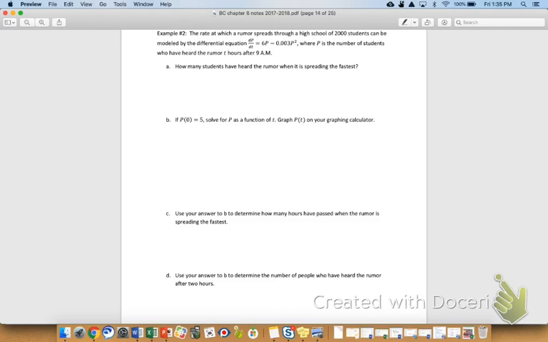Part B says if P of 0 equals 5, solve for P as a function of T, and then I want you to graph P of T on your calculator.